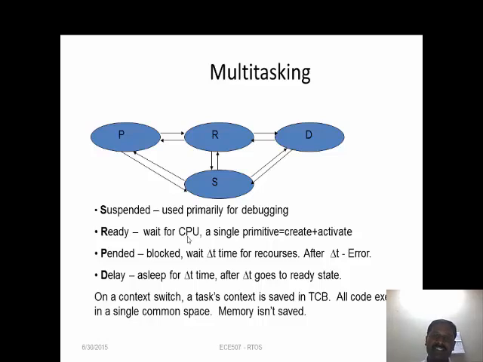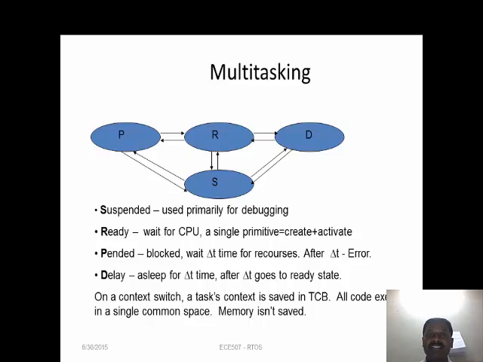Okay, let's see what the suspended task is. First, ready is the task that is available in the ready queue, as if it is indicating, "I'm ready to be executed. Can you give me the kernel? The scheduler, can you give me some time to execute in the system?"